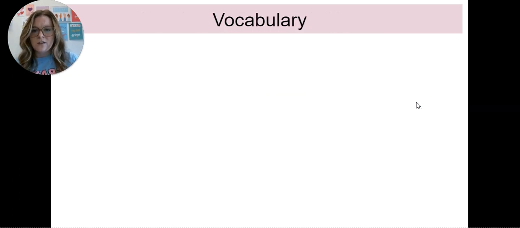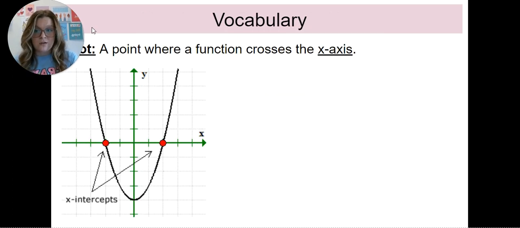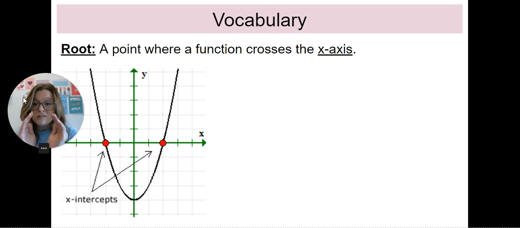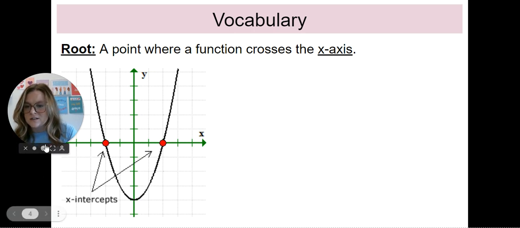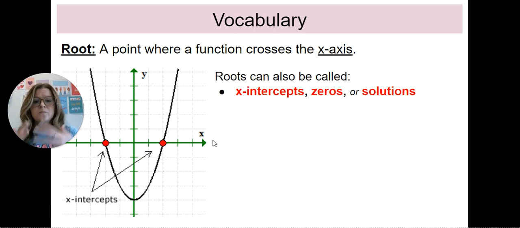All right, so now that we know what we are looking for, we are going to now take these polynomials and look for their roots. A root is a point where the function crosses the x-axis. So y'all remember, this here is the x-axis, right here. So when we're looking at this, roots can also be called x-intercepts, zeros, or solutions. So you might see, find the x-intercepts, find the zeros, find the solutions. It means the same thing. It is asking you, hey, where does this graph cross the x-axis?